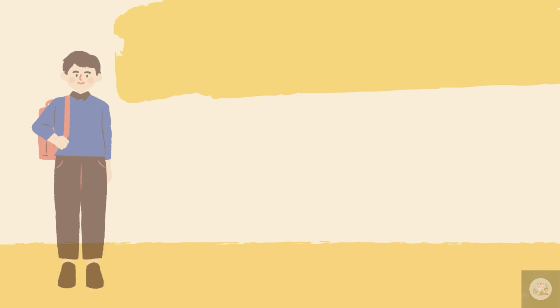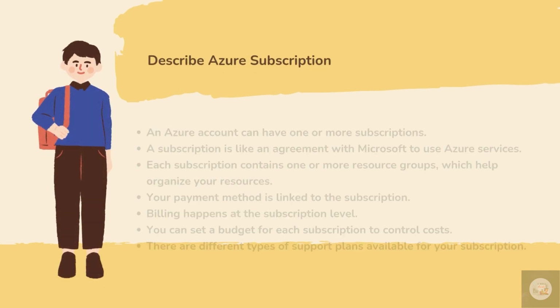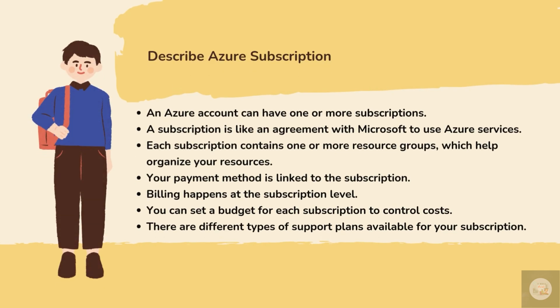Describe Azure Subscription. An Azure account can have one or more subscriptions. A subscription is like an agreement with Microsoft to use Azure services. Each subscription contains one or more resource groups, which help organize your resources. Your payment method is linked to the subscription. Billing happens at the subscription level. You can set a budget for each subscription to control costs. There are different types of support plans available for your subscription.